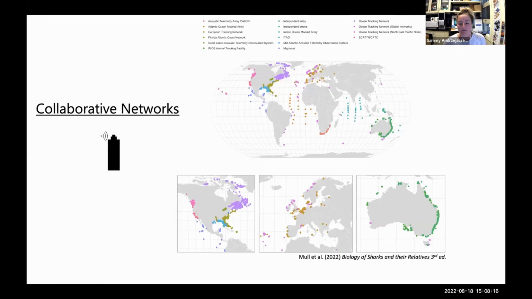And what's really cool is we can have these really big collaborative networks around the world. So let's say your lab has an array somewhere and your animal swims outside into someone else's array. People can share data between these different regions.